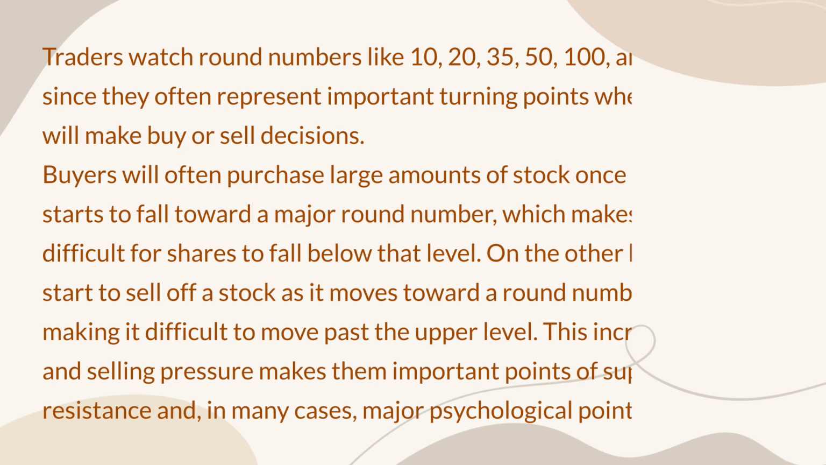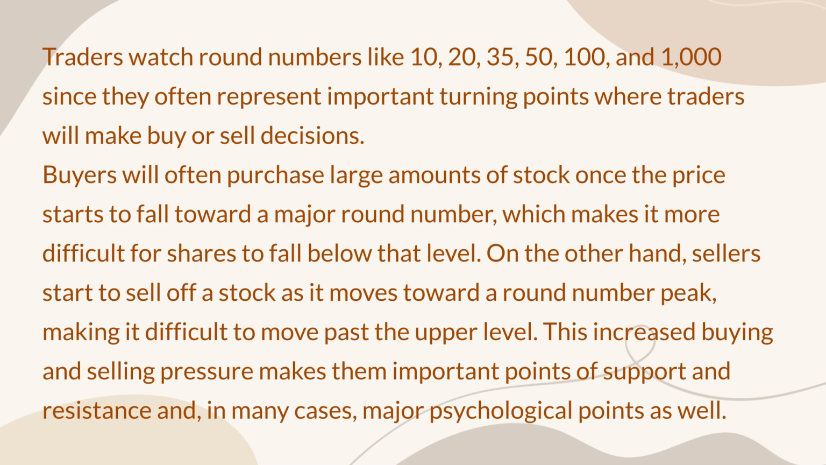Traders watch round numbers like 10, 20, 35, 50, 100, and 1000 since they often represent important turning points where traders will make buy-or-sell decisions. Buyers will often purchase large amounts of stock once the price starts to fall toward a major round number, which makes it more difficult for shares to fall below that level.